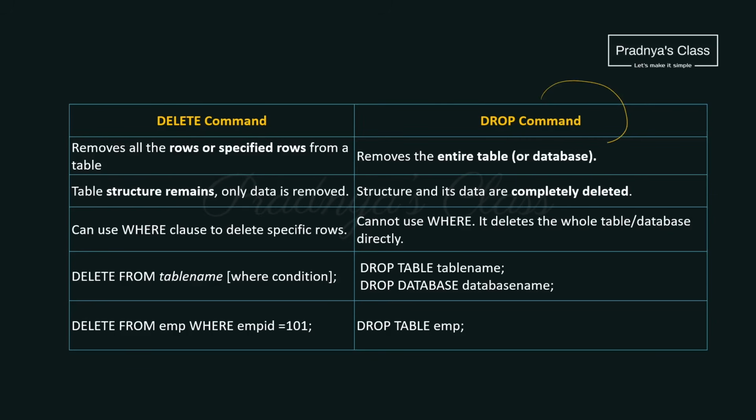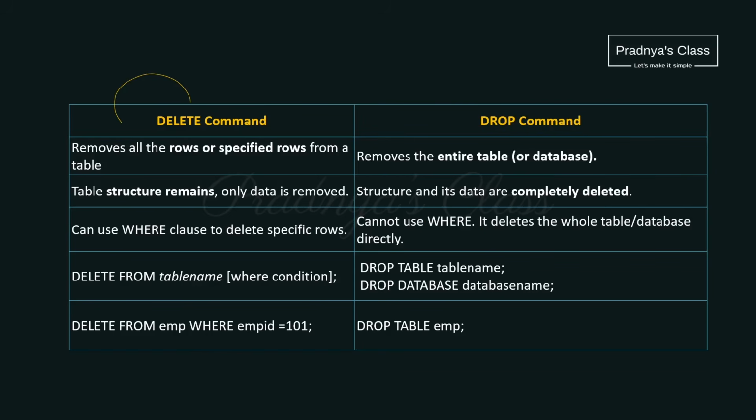With the drop command, we can delete the entire table, and we can even delete the database. Look at the syntax: drop table, table name, or drop database, database name. Give any example because it is mentioned. When we use the drop command, the entire structure along with its data gets deleted. As everything is getting deleted, there is no use of the where clause to apply a condition.